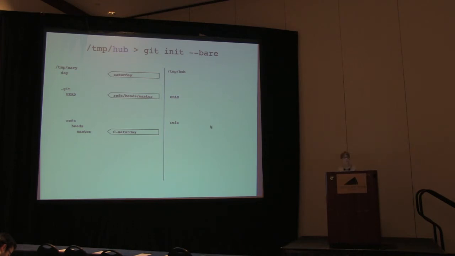And then I run git init --bare inside there. And that creates a new Git repo, but it spews the whole of the contents of the .git folder into the root of the repo, which is to say there's no working copy.